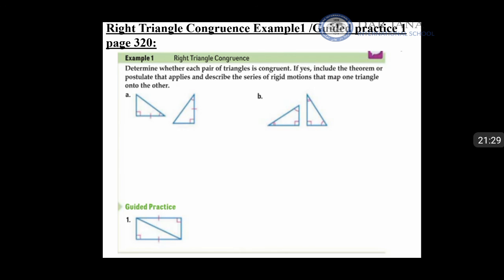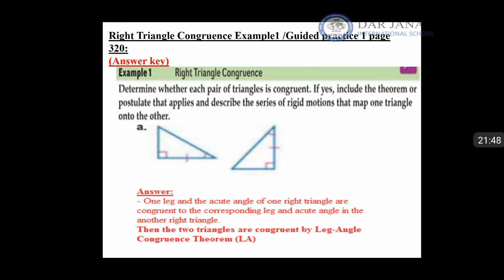So this is guided practice example number 1, book page number 320, right triangle congruence theorem. Here we're going to use the theorems to determine whether each pair of triangles is congruent or not. We're going to solve each part aside. If yes, include the theorem that we used. Let's look at part A.